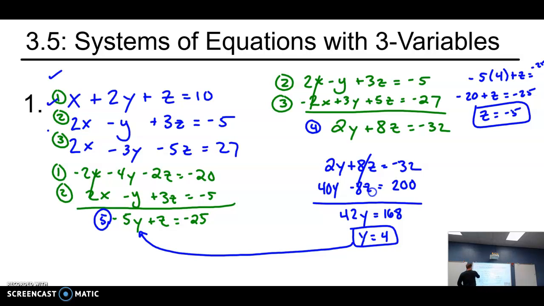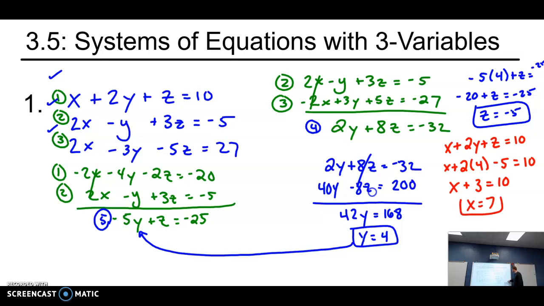So now I have two of my three letters, and I'm going to use one of these equations to get x. I'll just use the top one because x is already by itself, right? So I'm going to use this equation, x plus 2y plus z equals 10. But now I know y and I know z. So x plus 2 times 4 minus 5 equals 10. X plus 8 minus 5, so x plus 3 equals 10. So x equals 7. And that was a lot of work to get a final answer of 7, 4, -5.